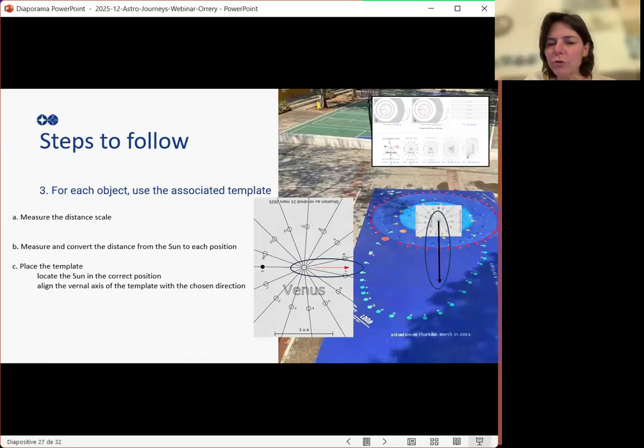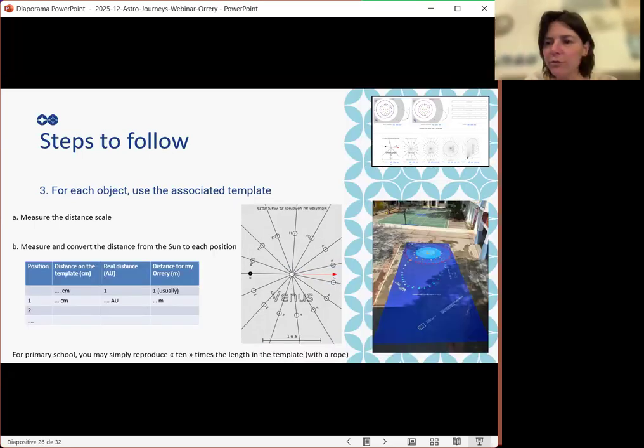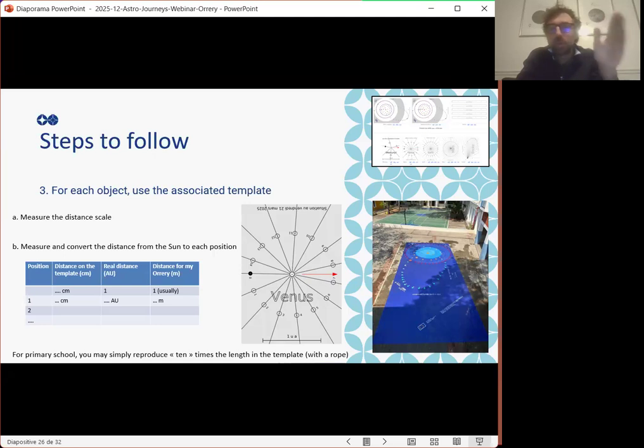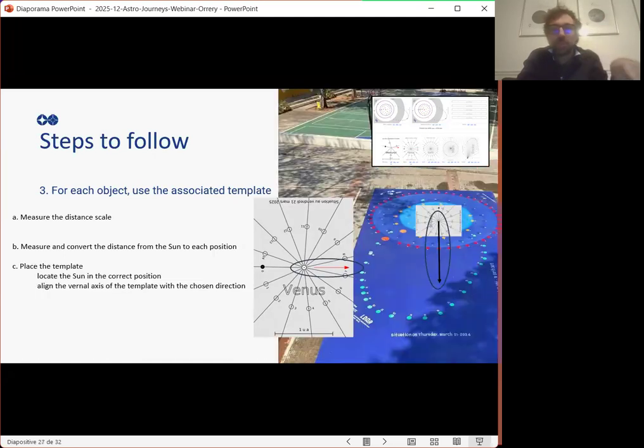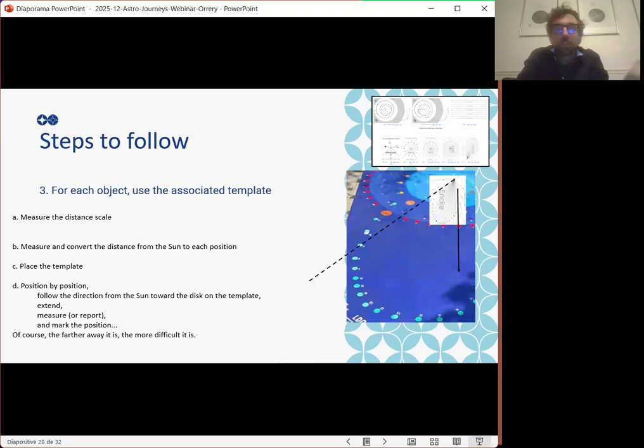Just put your template on the center of the sun. That's the next one. First, you take your template, you work in the class, and you work point by point. Then the next step is indeed to put your template where it should be at the end. Okay, and then what you simply need to do is to do this.